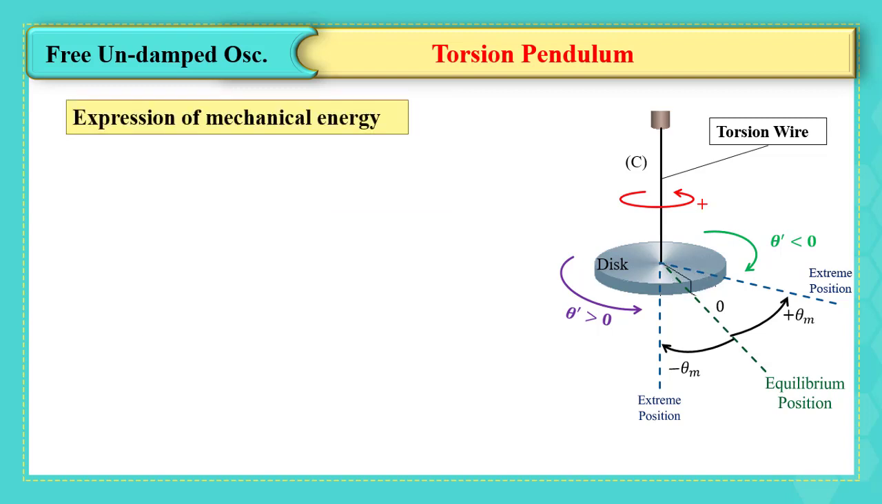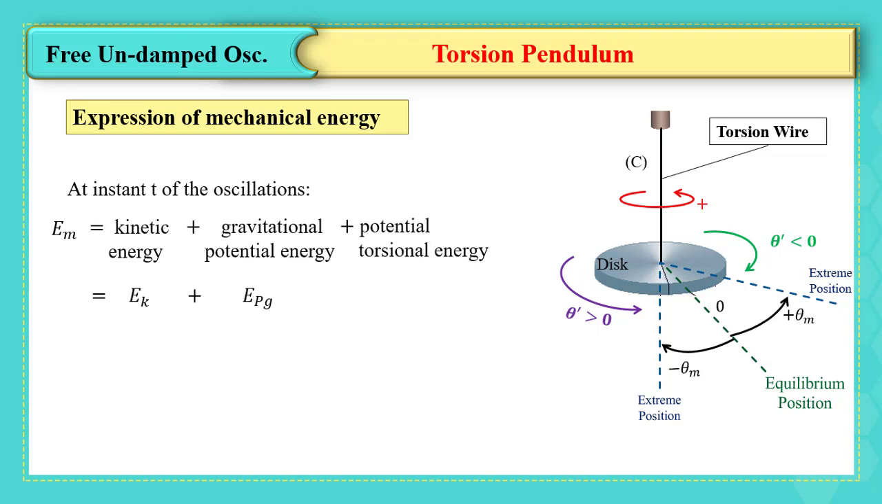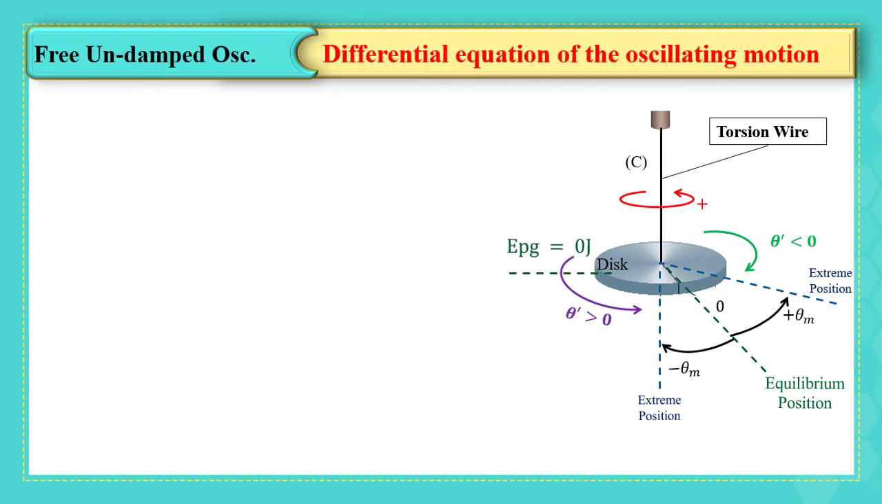In order to study the motion, we should define the mechanical energy. Mechanical energy at an instant t of the oscillations is given as the kinetic energy, the gravitational potential energy, and the potential torsion energy. Taking the horizontal plane passing through the plane of the disk as the gravitational potential energy reference, then the gravitational potential energy is 0. Thus, the mechanical energy can be written as just half I theta prime squared plus half C theta squared. We should start with the differential equation of the motion to find its time equation.